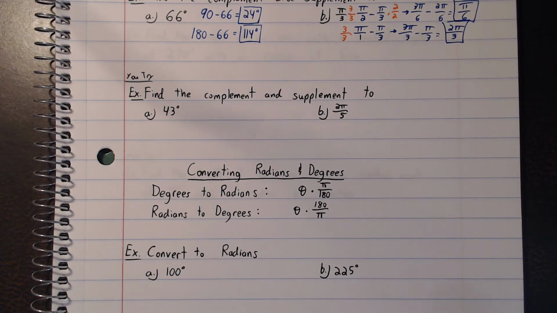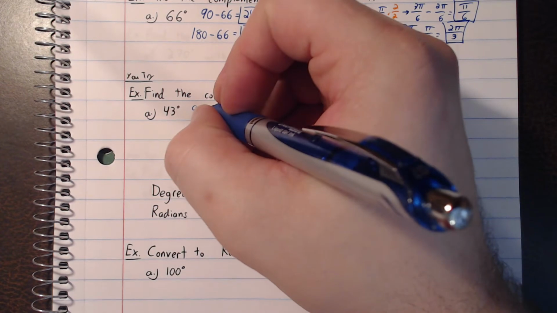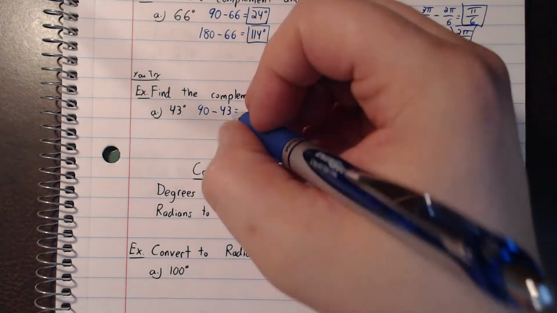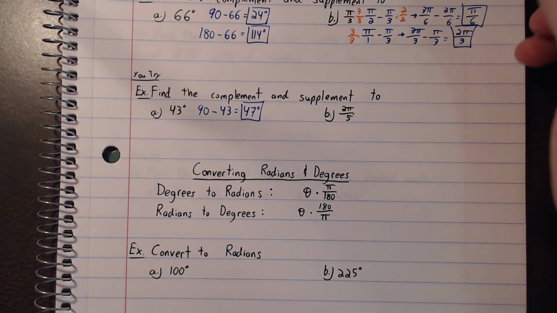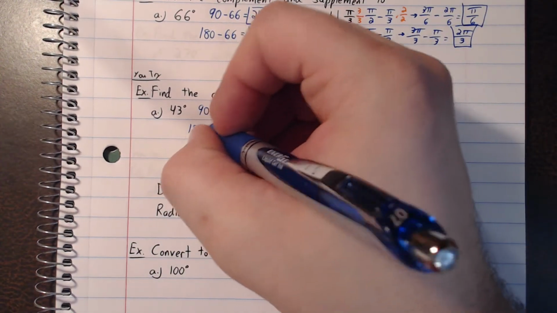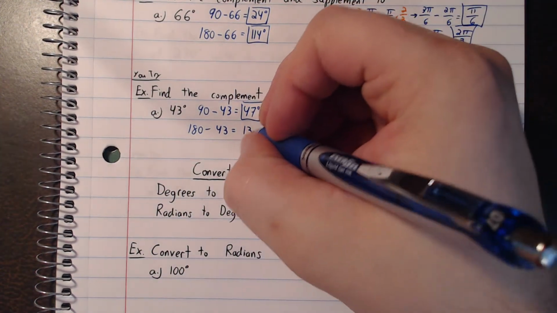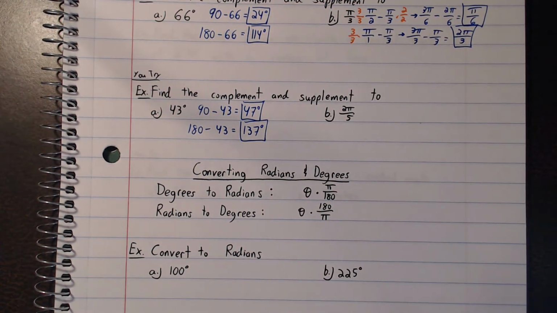Alright. Hopefully you paused the video just now to try these out. Let's see how you did. We want to take 90 for complement and subtract what we already know, and we're going to end up getting 47 degrees for a complement. For a supplement, we take 180 and get rid of what we already have, and that leaves us with 137 degrees for a supplement. Those ones are pretty easy.